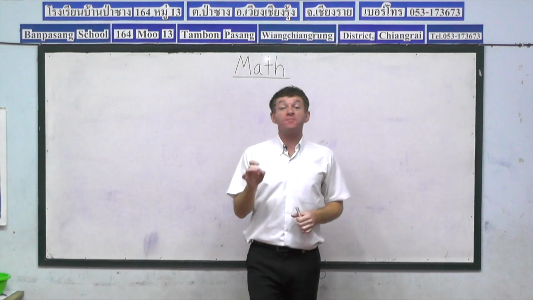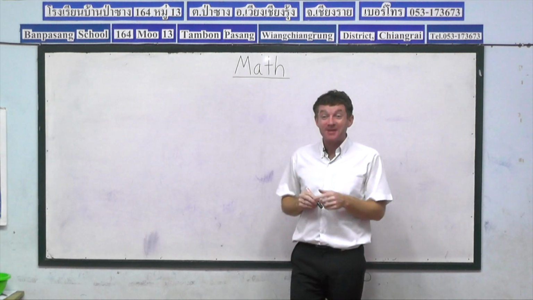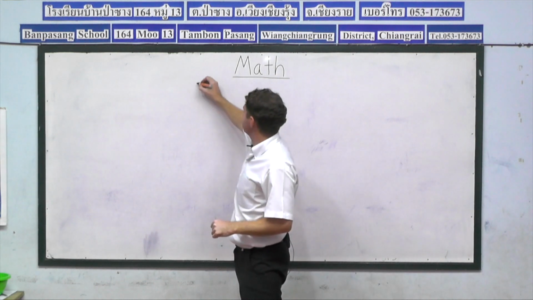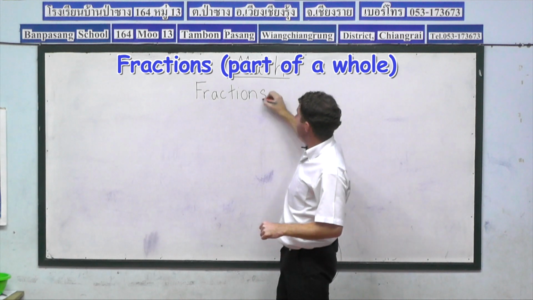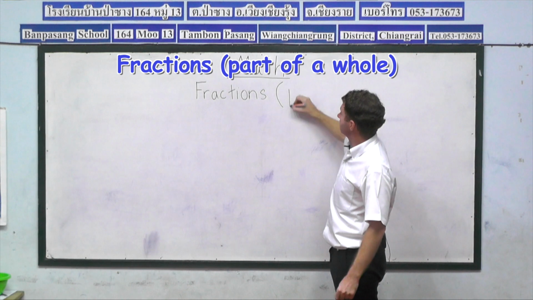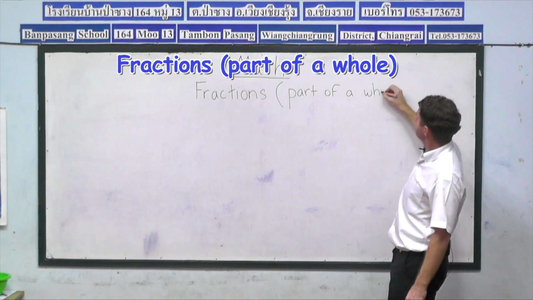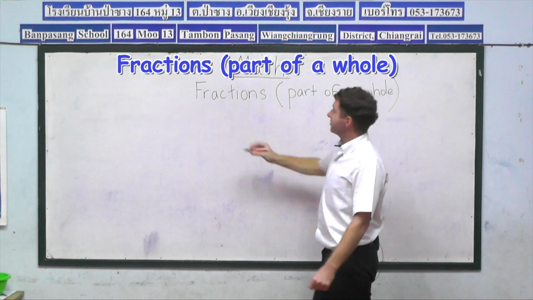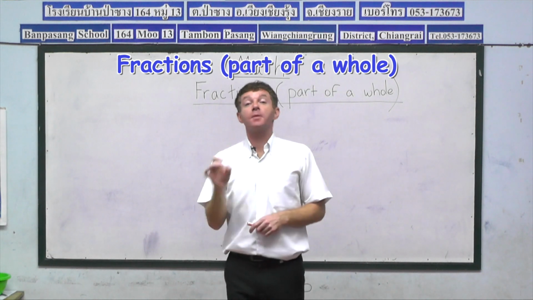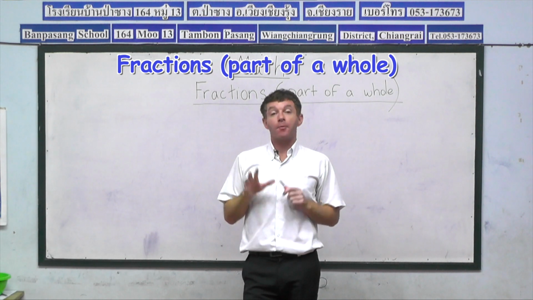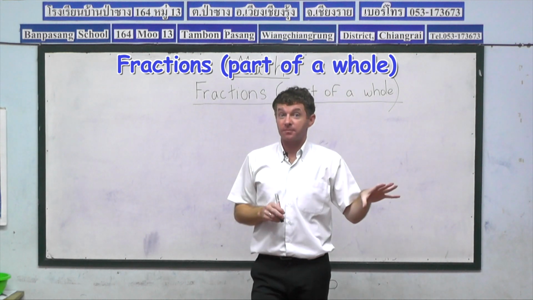So who can tell me what we've begun learning about in the last couple of lessons in maths? Fractions. Yes, fractions. And as we know by now, fractions means part of a whole. So altogether, fractions, part of a whole. And to begin with, we began learning about proper fractions. And a proper fraction is when the top number, the numerator, is smaller than the bottom number, the denominator.